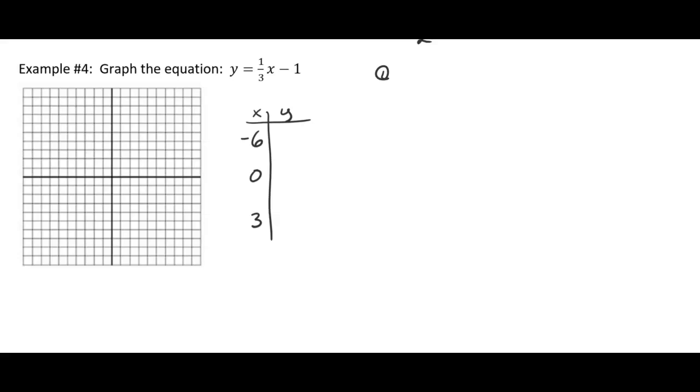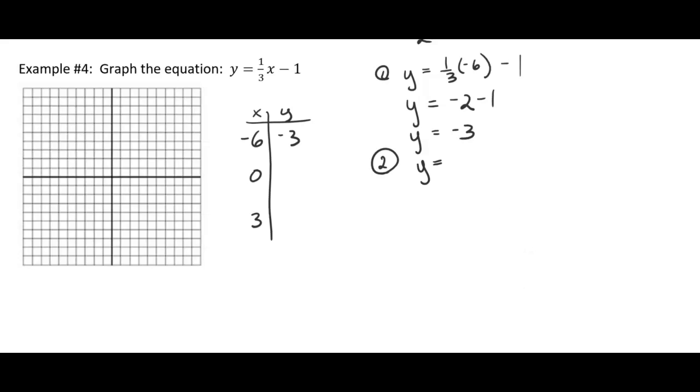So first, we're going to plug in -6. y equals 1/3 times -6 minus 1. Or y equals, now I'm going to get a -2 there, because 3 goes into 6 2 times, but it's negative. So -2 minus 1, and that's going to be -3. So be real careful when you're doing those calculations. Don't rush through it. It's easy to make a mistake, and then your points are going to be off, and you'll not be getting the line the way you want it.